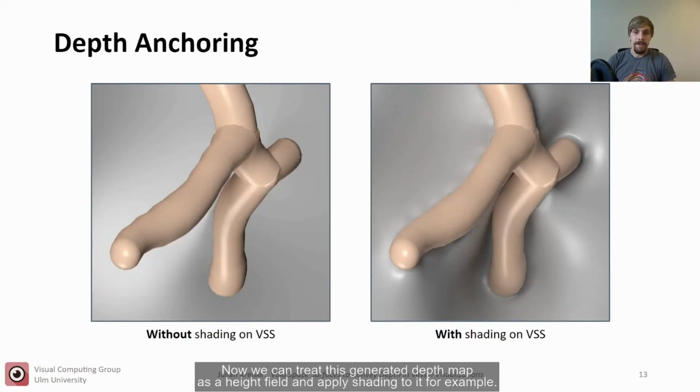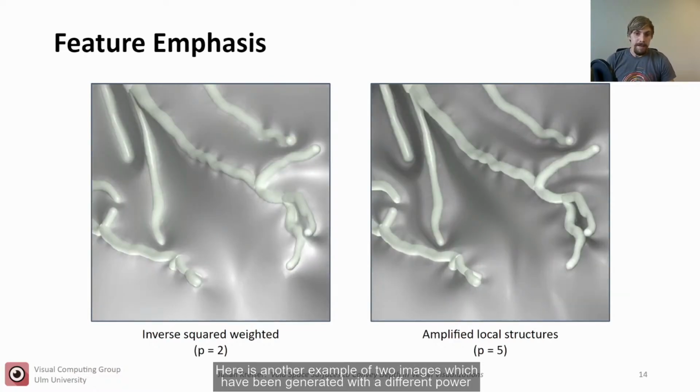Now we can treat this generated depth map as a height field and apply shading to it, for example. This anchors the vascular geometry onto the surface and improves the depth perception at the same time, as you can see here in the right image. Here's another example of two images which have been generated with a different power parameter. On the left, the inverse squared distance is used, and on the right, a power parameter of 5 to amplify details.